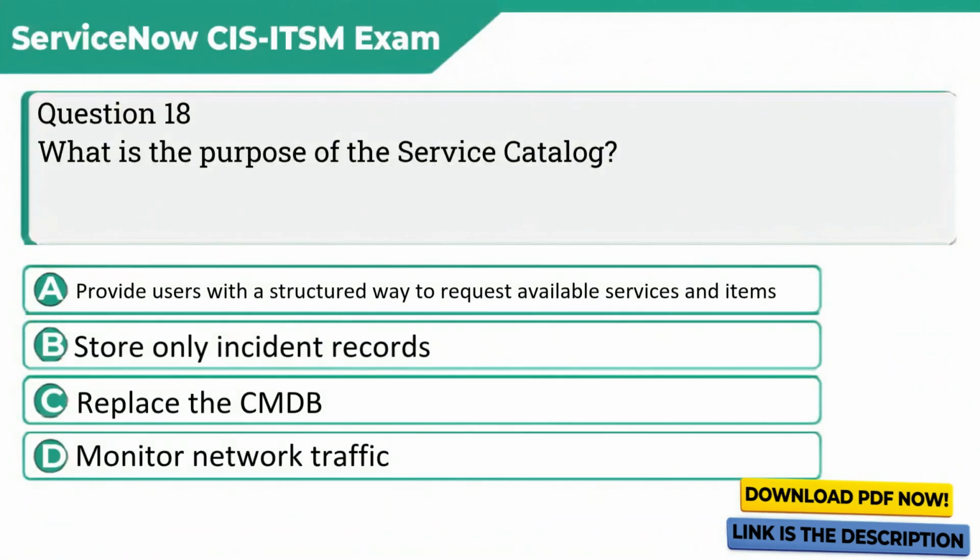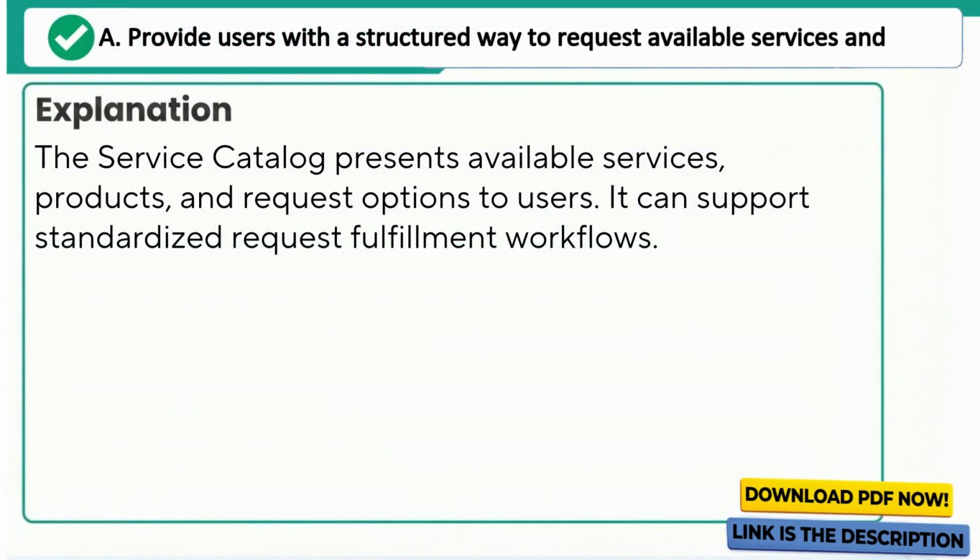Question 18. What is the purpose of the service catalog? A. Provide users with a structured way to request available services and items. B. Store only incident records. C. Replace the CMDB. D. Monitor network traffic. Correct answer, A. Provide users with a structured way to request available services and items.